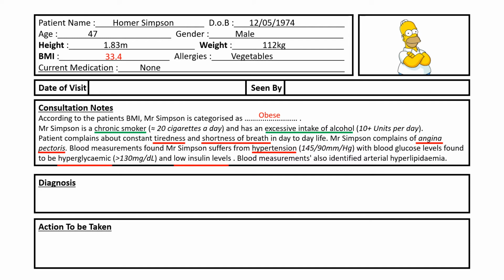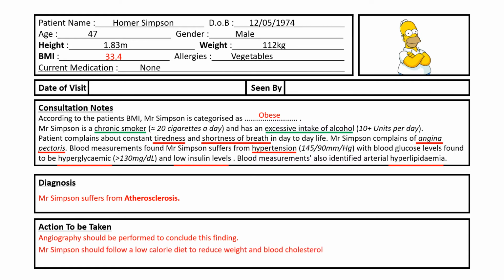From these symptoms, we can deduce that Mr. Simpson suffers from atherosclerosis. To conclude this diagnosis, angiography could be performed, which should show narrowed blood vessels. He has also been told to change his lifestyle, and if this fails, he has been prescribed some pharmacological interventions.